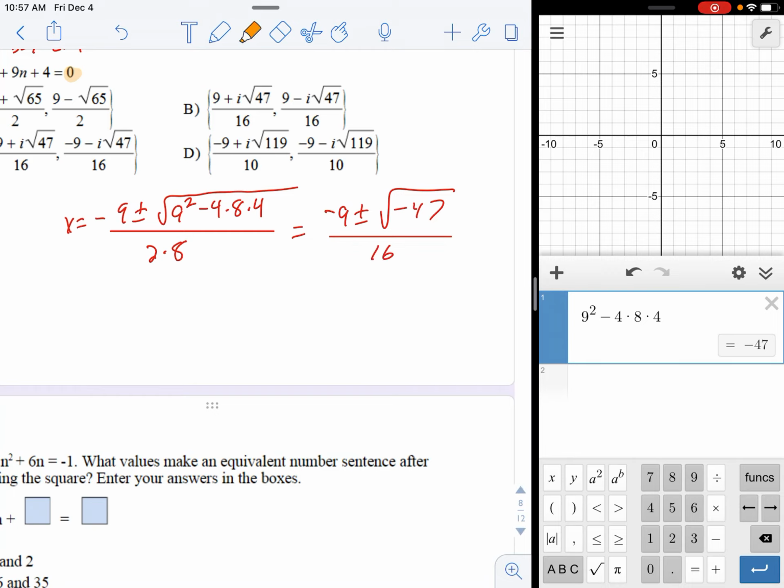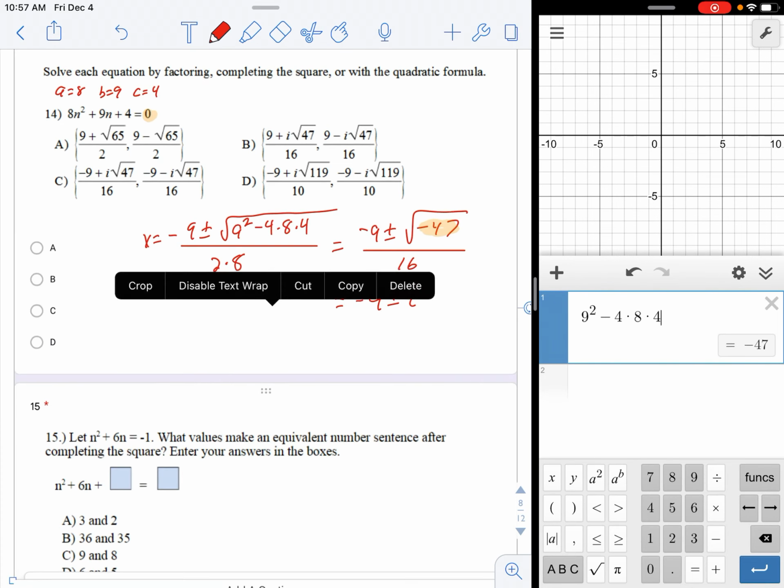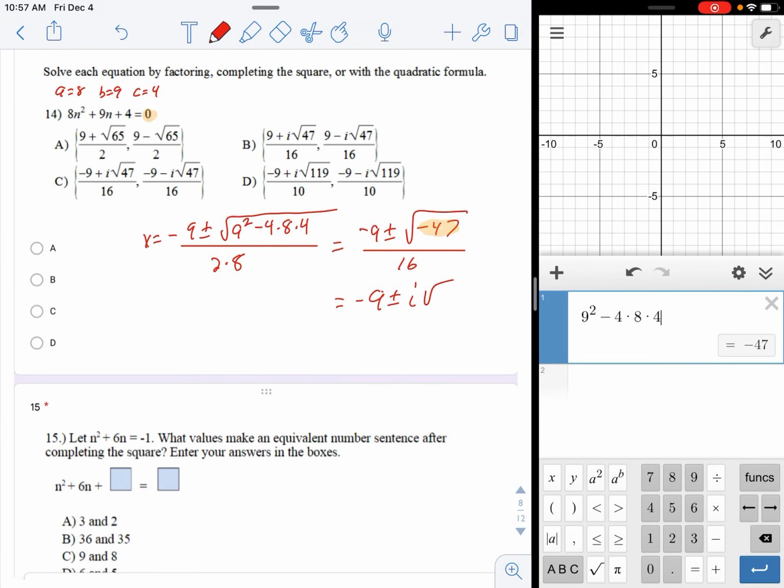And square root of negative 47, remember, anytime you square root a negative, you get an imaginary number, so that's i. And then you look at the square root of 47, can you simplify that? Now, 47 is a prime number, so we'll just leave that radical 47 all over 16. And there it is, answer B. Because remember, the plus minus just splits it into two answers. One answer with a plus, one answer with a minus.